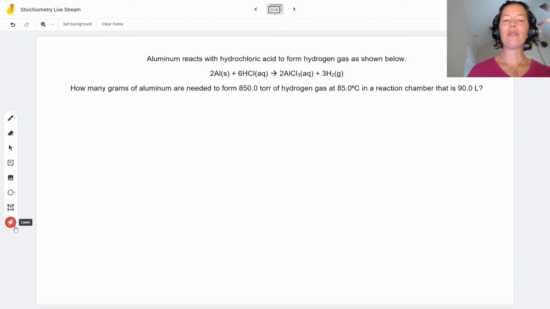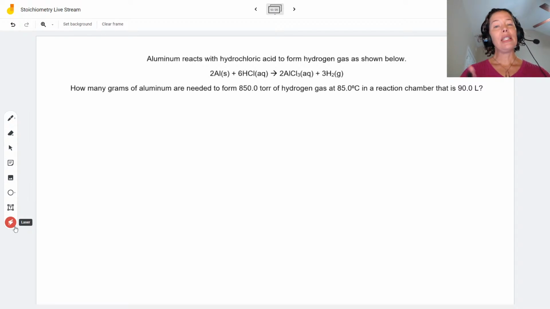All right, so let's first read our problem as we normally do. Aluminum reacts with hydrochloric acid to form hydrogen gas as shown below. How many grams of aluminum are needed to form 850 torr of hydrogen gas at 85 degrees Celsius in a reaction chamber that is 90 liters. Clearly, we are not at STP.